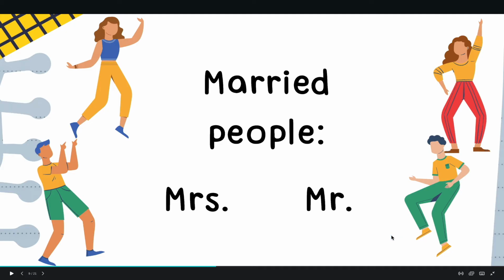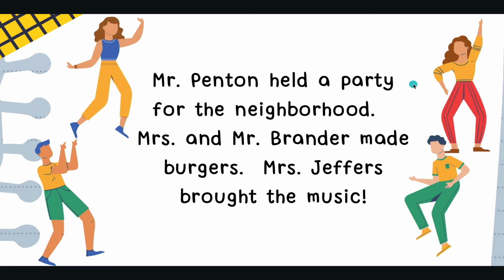Now, like I said, married people might want to do different abbreviations, especially the women. So they might go by Mrs., and it's just M-R-S period. And if they're a fellow, they might stay with Mr. Okay, let's read some sentences using Mr. and Mrs. Here we go. Mr. Penton held a party for the neighborhood. Mrs. and Mr. Brander made burgers. That sounds delicious. Mrs. Jeffers brought the music.